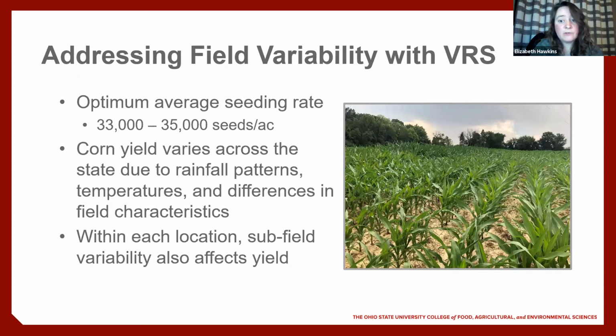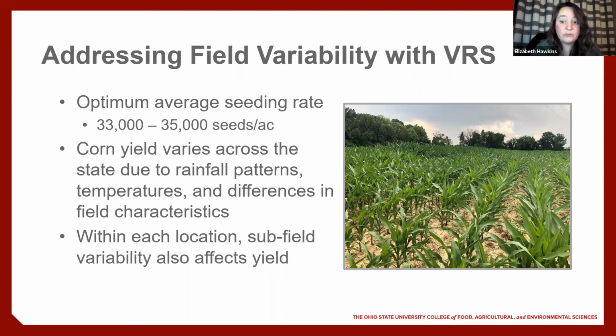So over the last 4 years, we've conducted 32 corn seeding rate trials, and we've observed the optimum corn seeding rate for most fields in Ohio falls between 33 and 35,000 seeds per acre. Of course, each year we see areas of the state where yield varies, mostly due to weather. We've got wet years and dry years, and different areas of the state experience them in different years. But more importantly, within fields, we often see areas that fare better or worse when we see these conditions.